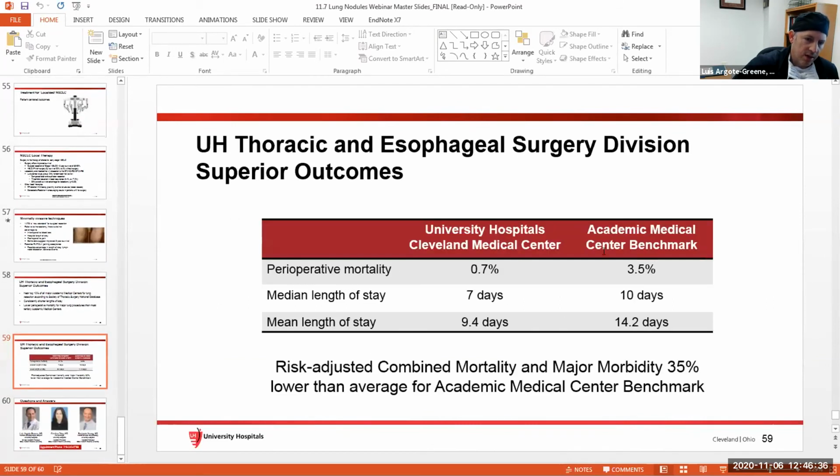This is one of the examples in the academic medical center benchmark. The mortality is 3.5%, and our mortality is 0.7%. Our median length of stay, that's in all the patients. Doesn't mean that you're going to stay 7 days in the hospital, but in all the patients that we manage, which sometimes are pretty sick, our median length of stay for all of the patients is 7 days, but in the benchmark it is 10 days. So we're better than the benchmark. And we have 35% lower than average mortality compared to other medical centers.